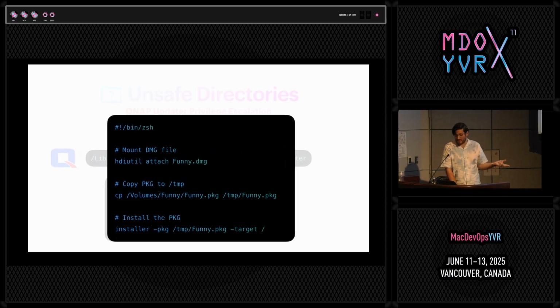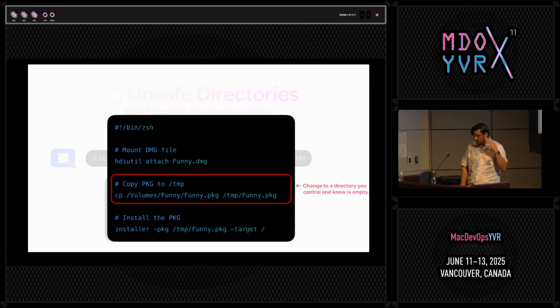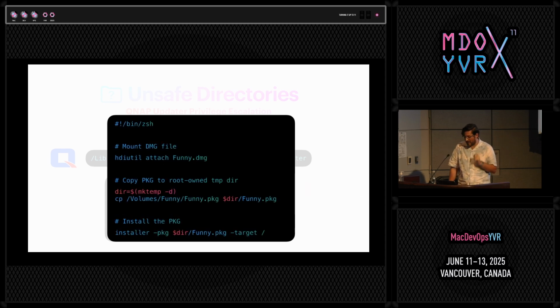So if we wanted to fix this ZSH script, we'd want to look here when we're copying it. Instead, we're going to make a personalized directory that we know is going to be root owned, and then install from that directory. So there's less chance of vulnerabilities. One funny thing is, as you probably know, you don't need to copy a PKG out of a DMG. So this was actually how QNAP solved the vulnerability: just removing the copy step outright.